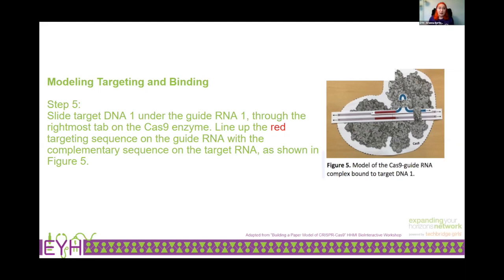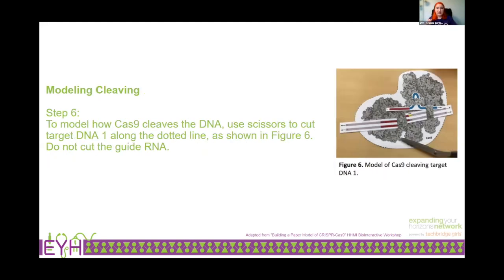And so now we're going to model the cutting. If you look along your DNA here, you'll see that there is this black dotted line. What I want you to do is take a pair of scissors and cut along that line. And don't cut the guide RNA. The guide RNA doesn't get cut, just the DNA. And you should have something that looks like this with your broken DNA now.